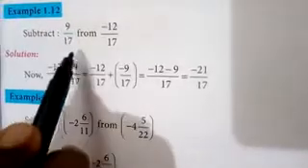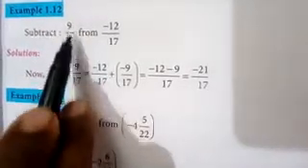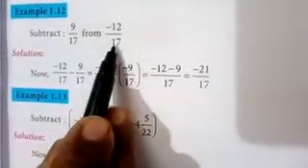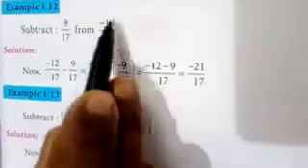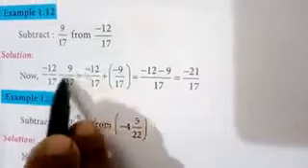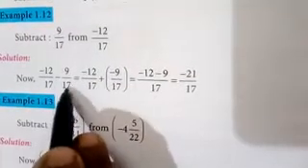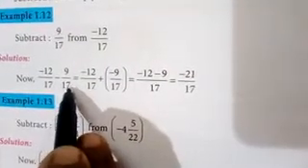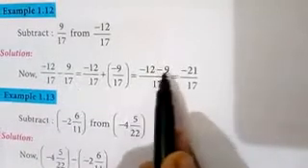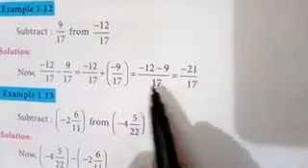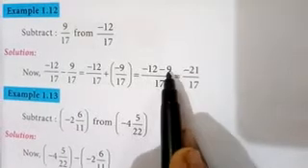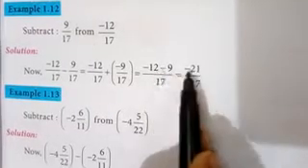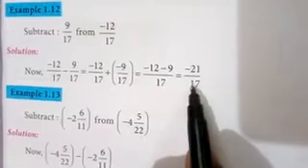Next is subtraction with the same denominator. Subtract 9 by 17 from minus 12 by 17. What is given after "from", that you have to write first: minus 12 by 17 minus 9 by 17. Same denominator, so simplify the numerator: minus 12 minus 9 by 17. So that is the same sign, so we have to add 12 plus 9, 21. Same sign, minus 21 by 17.